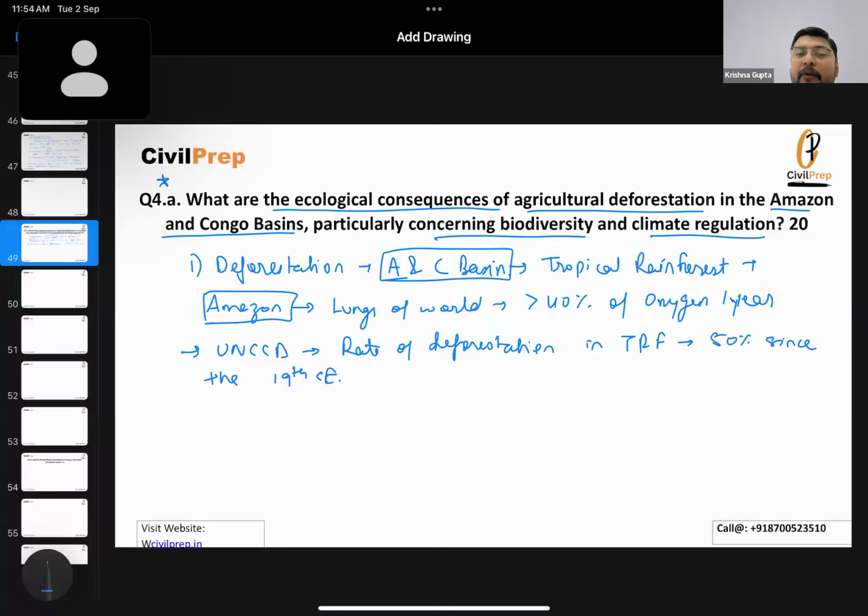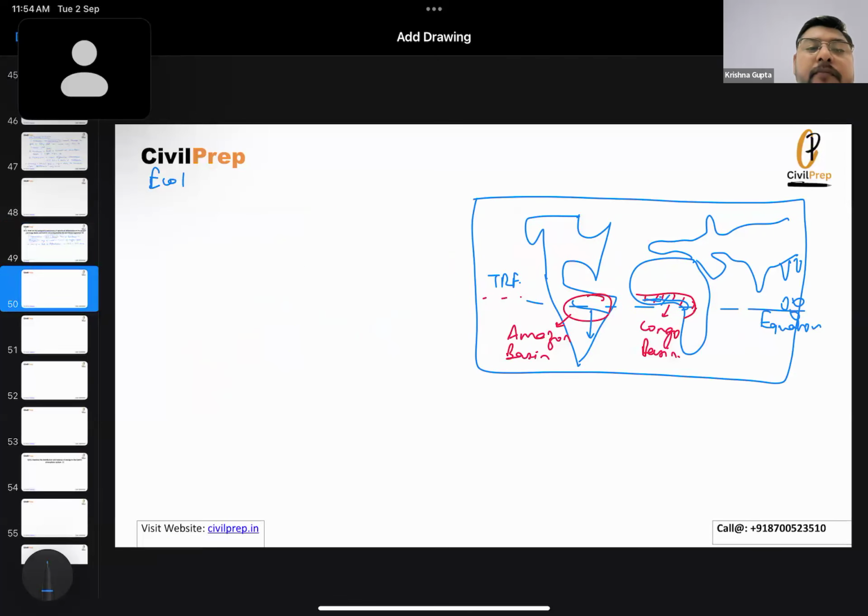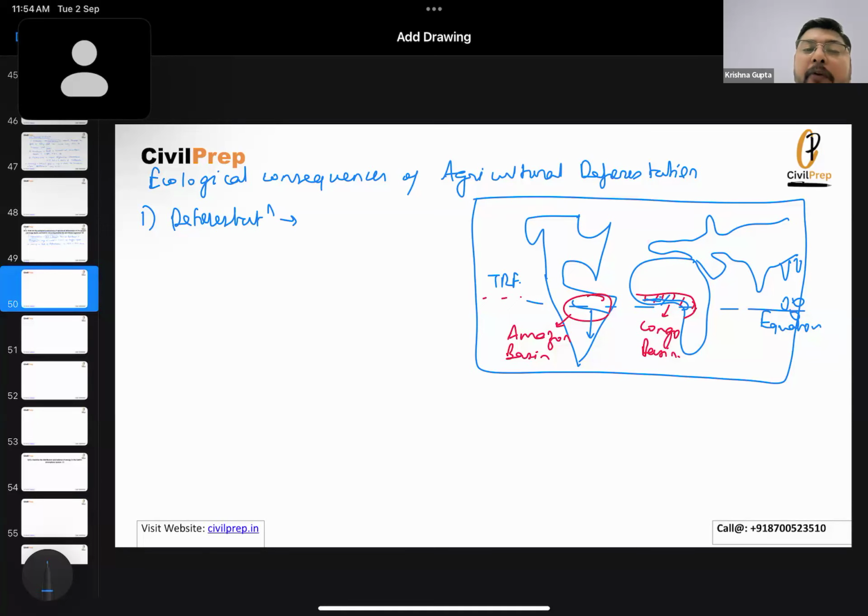Okay, now looking back at the question again here, the ecological consequences of agricultural deforestation. So number one thing we'll be seeing here is that deforestation is majorly happening because of the growth of various plantation crops like palm oil, cocoa, rubber, coffee, etc. Okay, so this is one aspect which we see here.